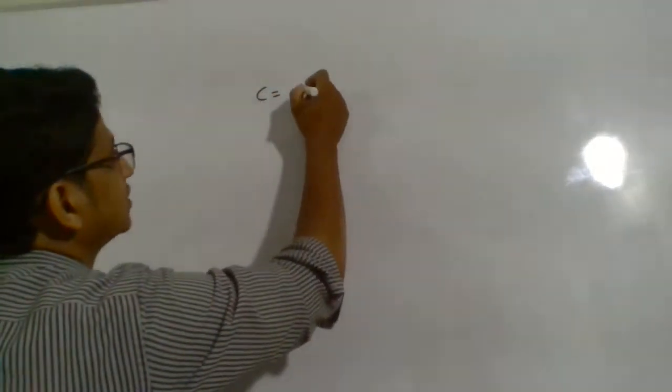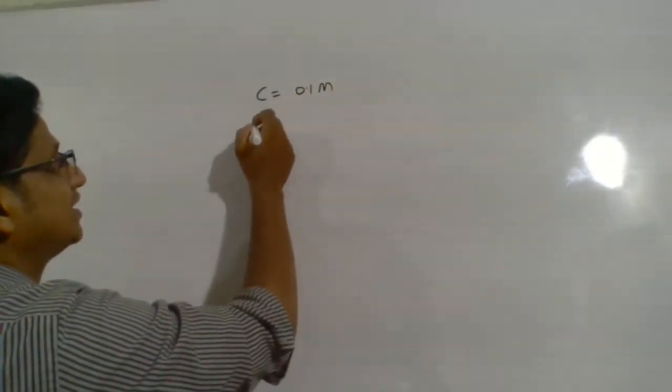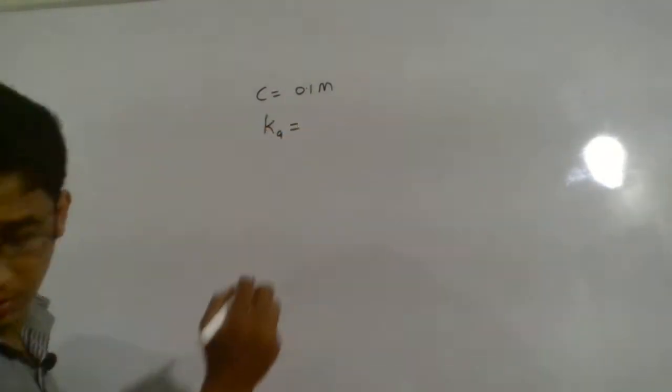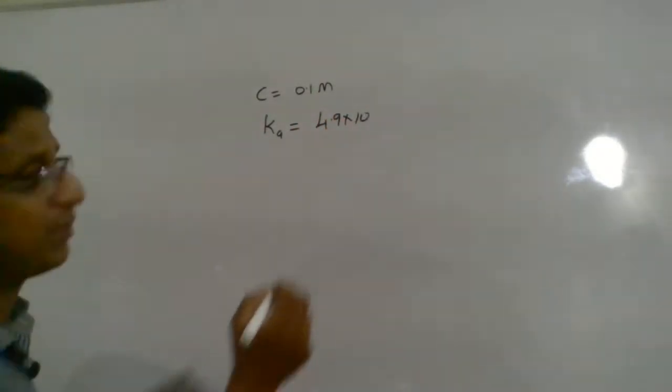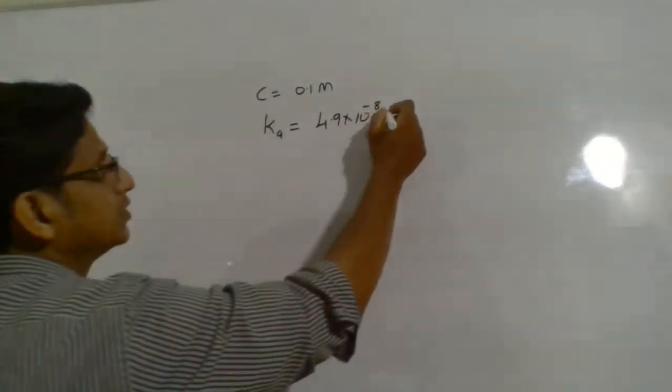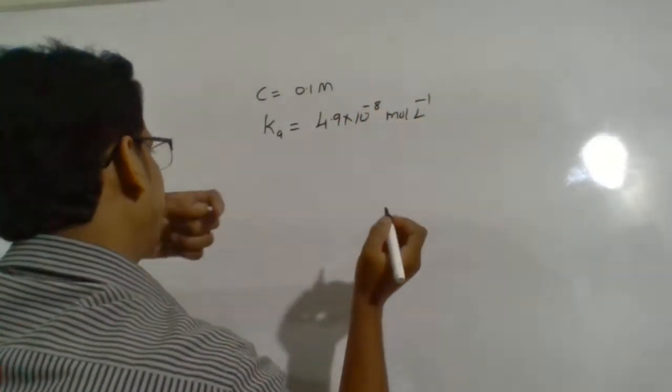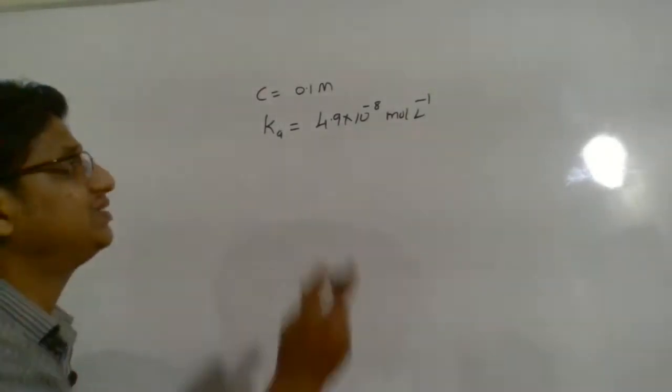Calculate the pH of 0.1 molar solution of a weak acid HA at 298 Kelvin. The Ka is given as 4.9 into 10 raised to minus 8. So this time it is a weak acid. They gave the concentration C, 0.1 molar. The next data they gave is Ka, which is equal to 4.9 into 10 raised to minus 8. So these are the data they gave. From this data, you need to find the pH of the solution. Remember, this is an acidic solution.